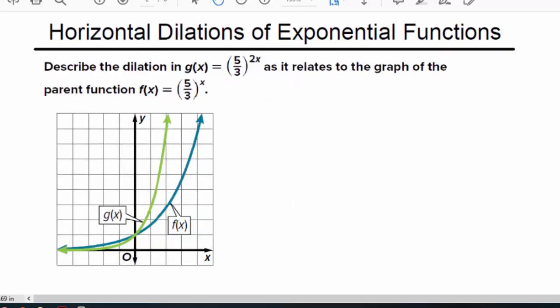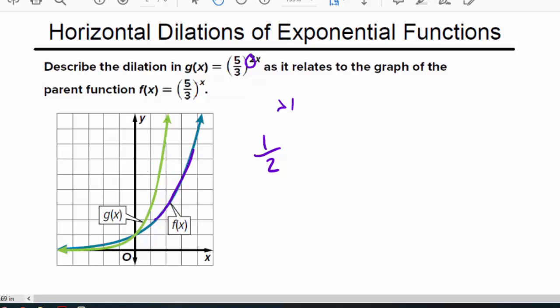Now we're going to describe the dilation of g of x that equals 5/3 raised to the 2x power as it relates to the parent function of 5/3 raised to the x. So we're adding this times 2 directly to the x itself, which is the exponent. It's a positive number that's multiplied before you evaluate the whole function. And since the absolute value of a is greater than 1, the graph is going to be compressed horizontally by a factor of 1 over 2. So the f of x is going to be pushed inwards this way. So all the x values are going to get half as big, which makes them get closer to the y-axis.